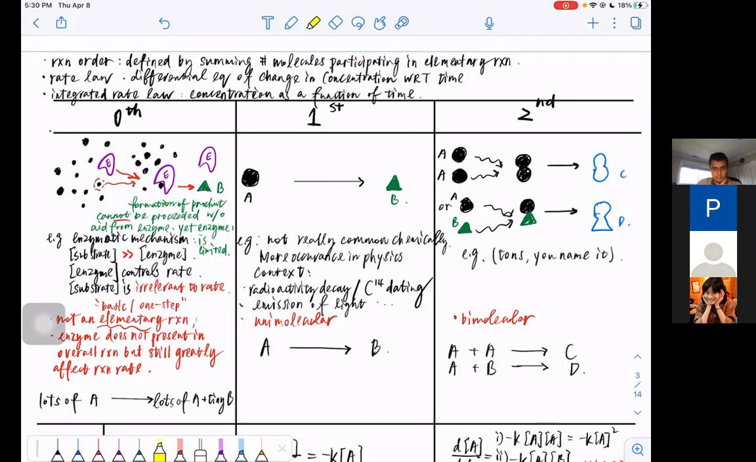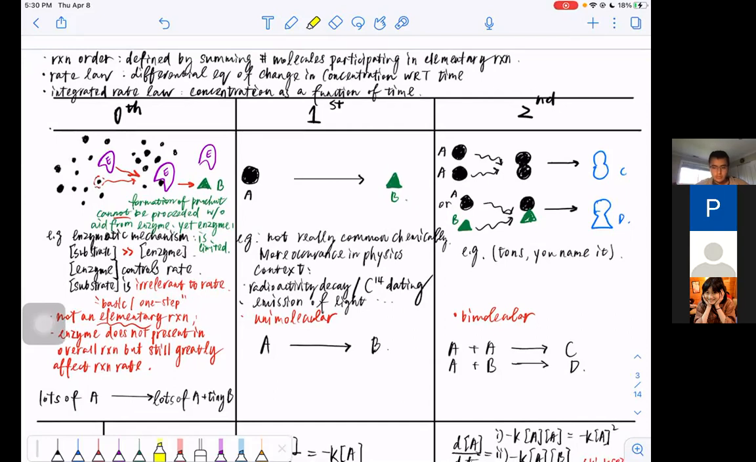The rate law is the differential equation of the change in concentration with respect to time. We usually write it as d of the concentration over dt. That thing is what we call the rate law. And we also have the integrated rate law, which is the integration of the rate law that gives us the concentration as a function of time, which is a little bit more intuitive to look at. Okay, so the way we write the second order rate law is very similar to how we write the zero order and first order rate laws.